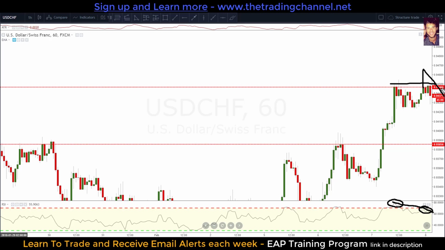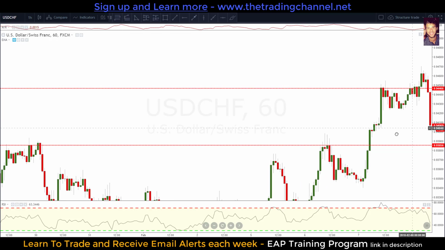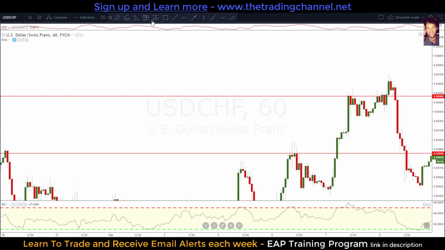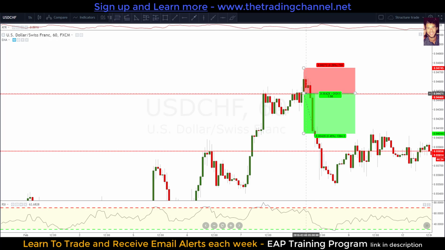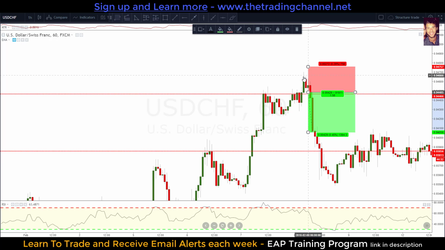So right here at this key level of structure we pointed out, using an extremely simple entry reason of a double top with an RSI divergence would have proven to be a great trading opportunity. That trade would have looked something like this. We would have had a stop loss above our previous level of structure resistance that would have looked something like that, keeping us from being stopped out by this little push up we had.